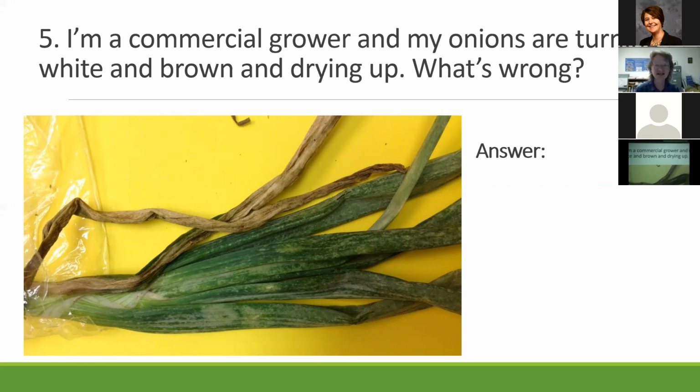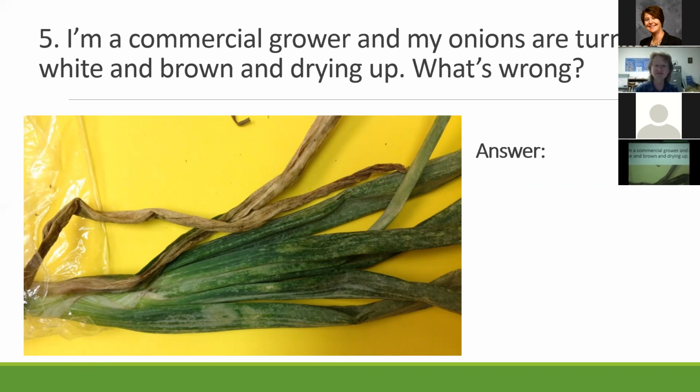Okay, well, your answer is, first of all, state policy does not allow master gardeners to answer questions of commercial growers. So your answer is, I need to refer this to the extension staff. But the answer is, let's see, is thrips.